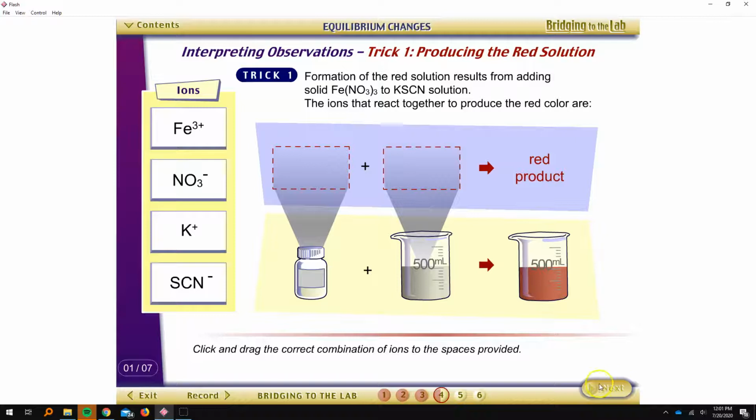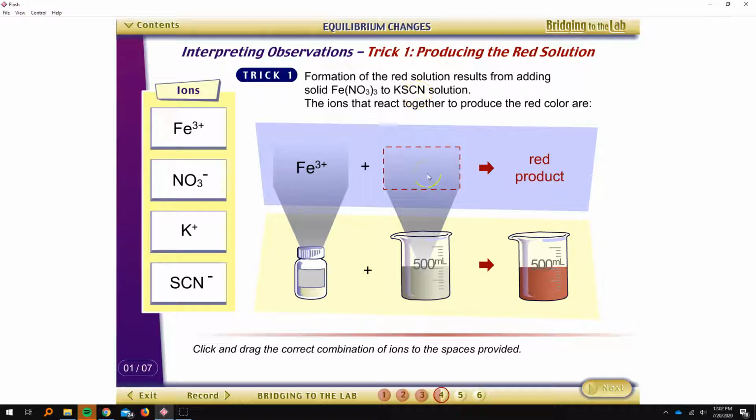So we know that we added 2 things together and we made red. What were those 2 things? Do you remember? We have this solid and this solution. So the solid, what am I going to put here? Is it this guy? Let's see. It was that guy. Okay, so what do we put here for the solution?